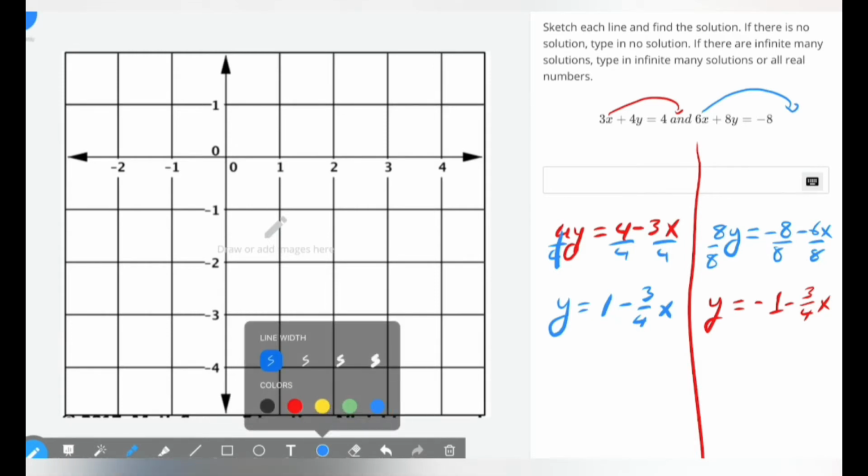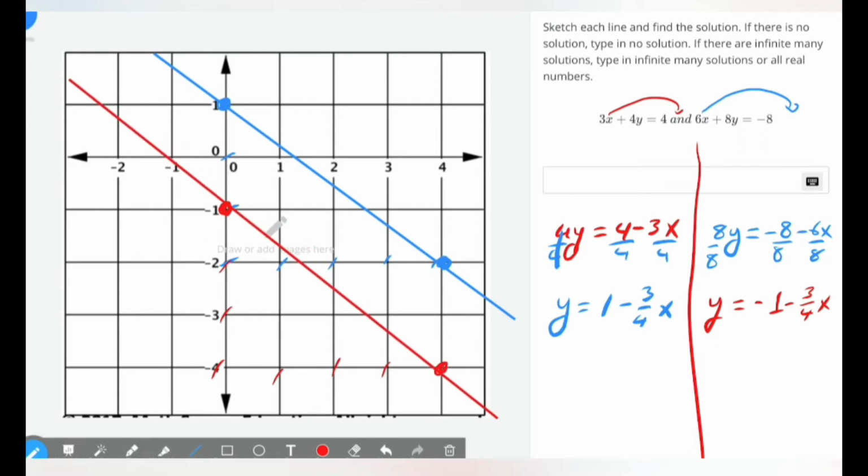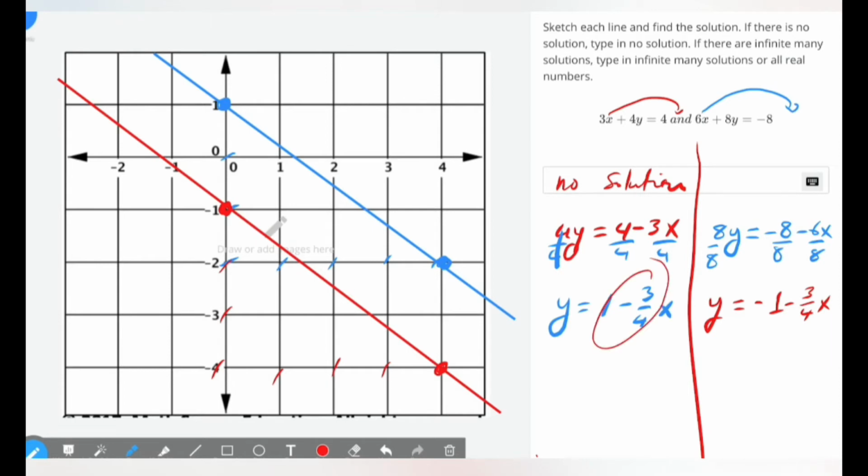And then we are going to sketch the two lines. Right here we start at 1. Then we go down 3 over 4. Okay? Start at positive 1. Down 1, 2, 3, 4. So the two lines are parallel, which means we have no solution. Okay. Now you know it's parallel also because the slopes are the same. Okay? And the y-intercepts are not the same.